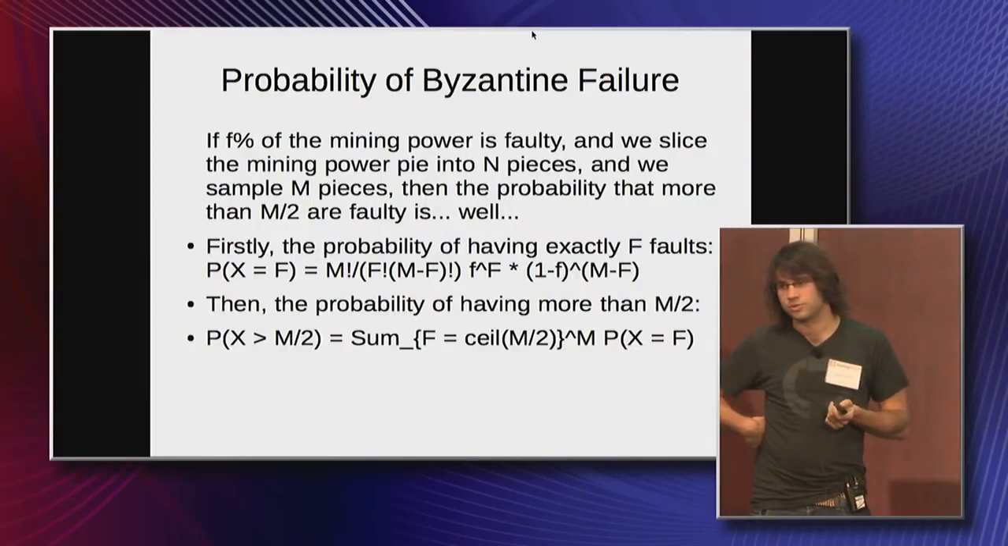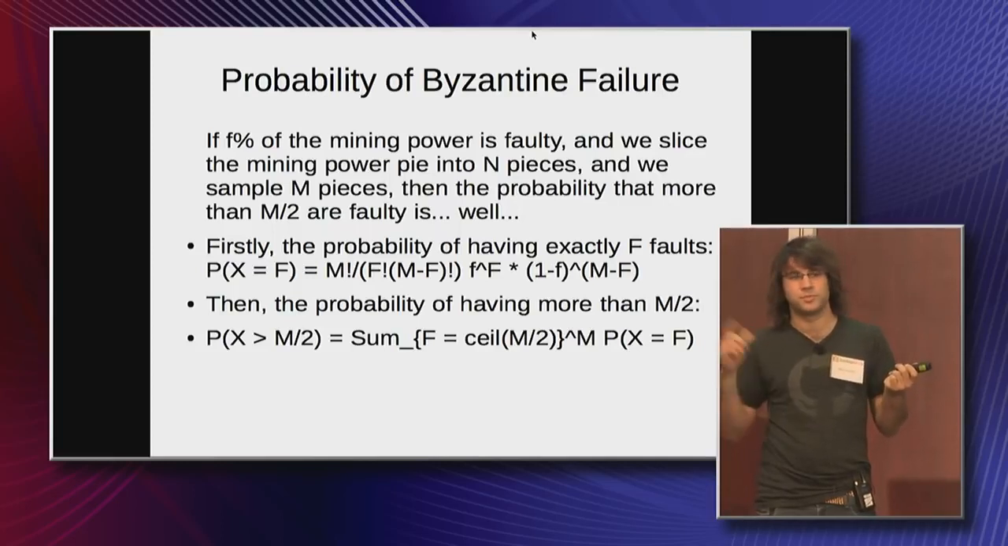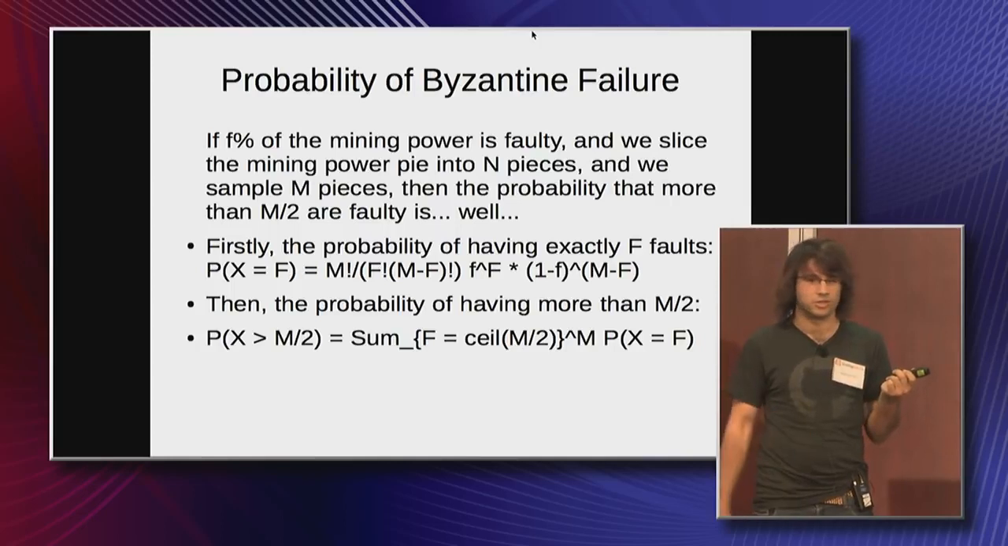Basically, we can do a cumulative binomial distribution to see what the probability is of any one shard having more than half Byzantine, and so we can make sure that we have a very low probability of that when we place the samples of mining power into the shards.